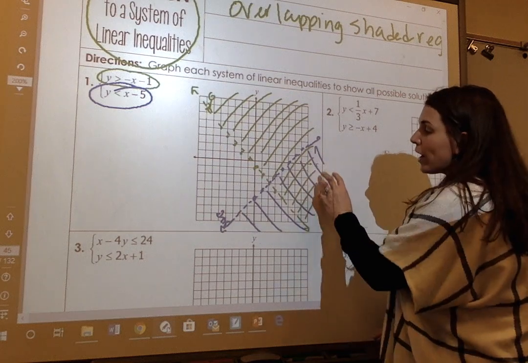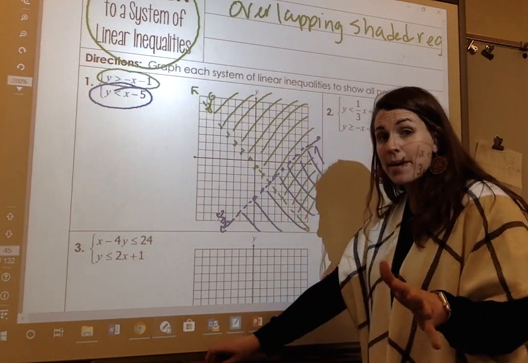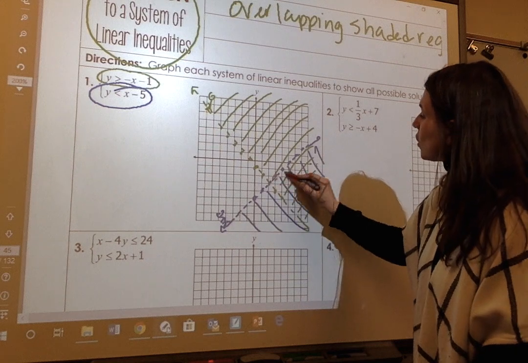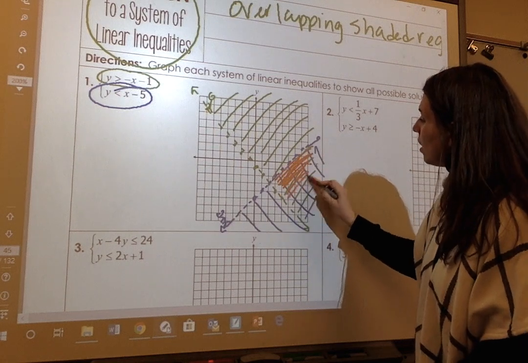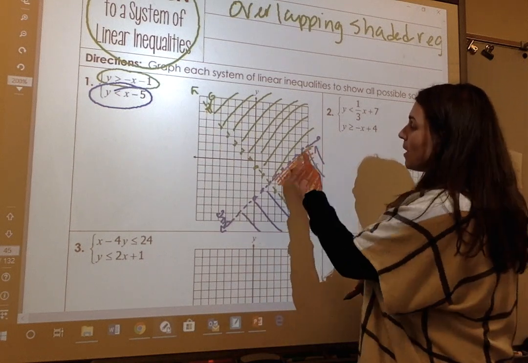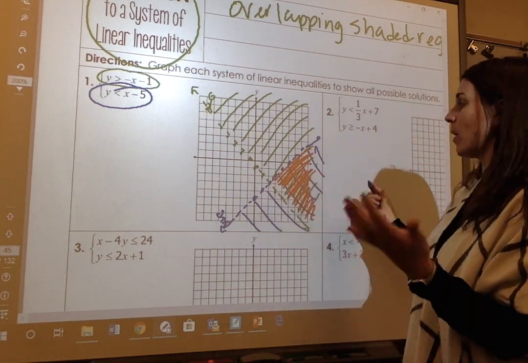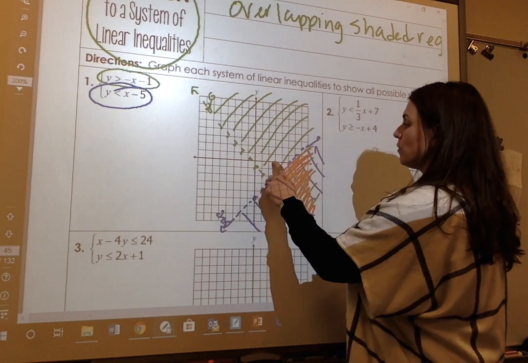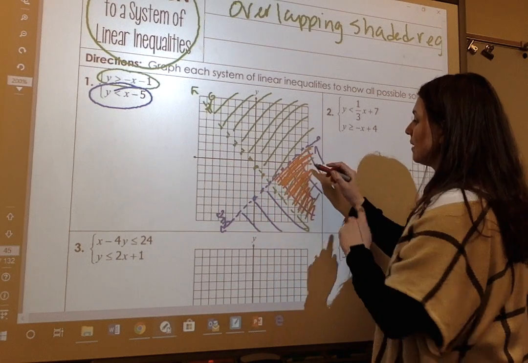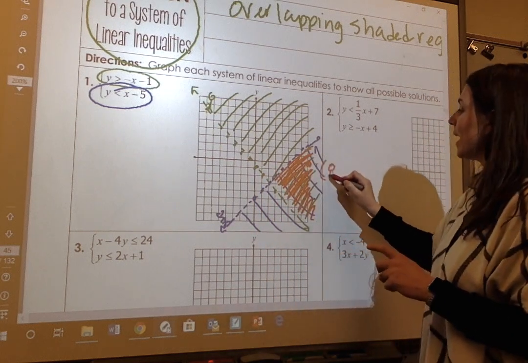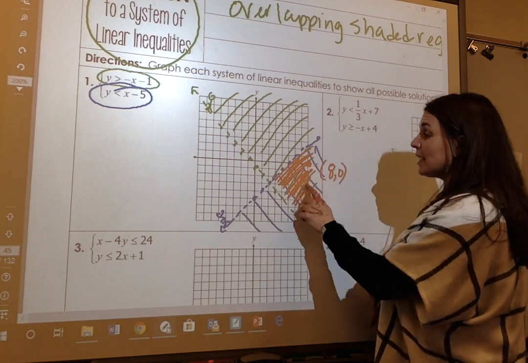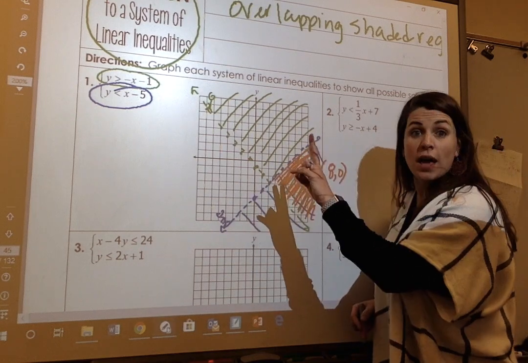So it's where these lines overlap, that's the solution. So it's all of these in here. It can't be on the line because that's dotted, but it can be any one of these. So I'm going to pull out a point. I'm going to pull out 1, 2, 3, 4, 5, 6, 7, 8. And I'm going to use the point 8, 0. And 8, 0 should check out for both lines.